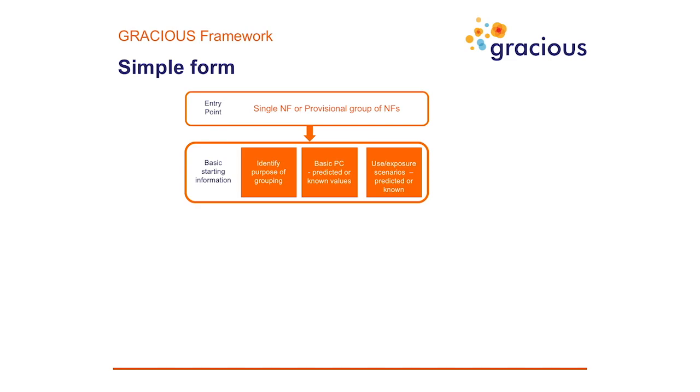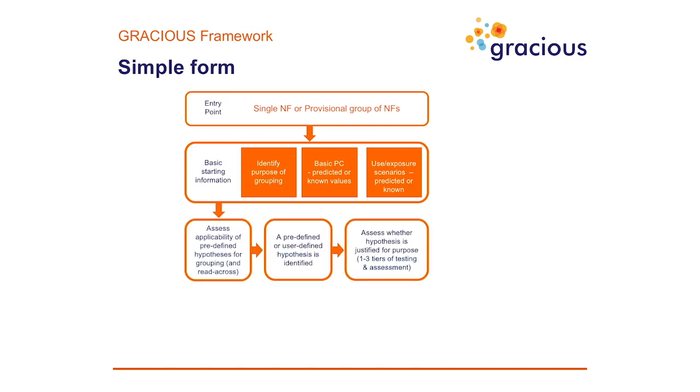This can be predicted information if measured values are not available, or it can be the known values. And we also require information on the use and potential exposure scenarios for that nanoform within a product. And again, this can be predicted or it can be known information. Once you've completed the basic starting information in step 1 of the framework, step 2 identifies a hypothesis that is relevant for your nanoform and the use or exposure scenario in which that nanoform is being applied.